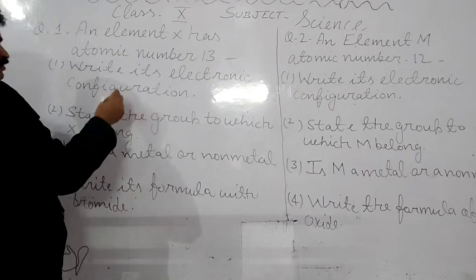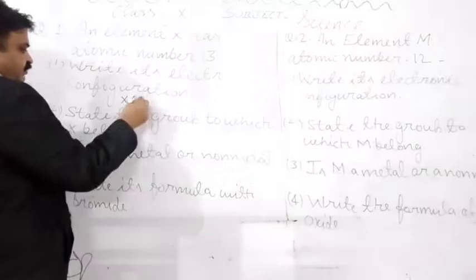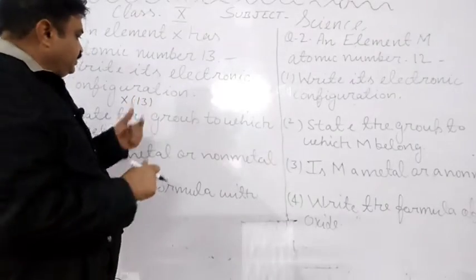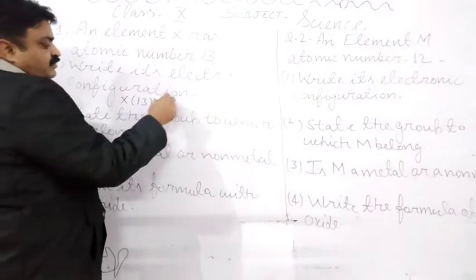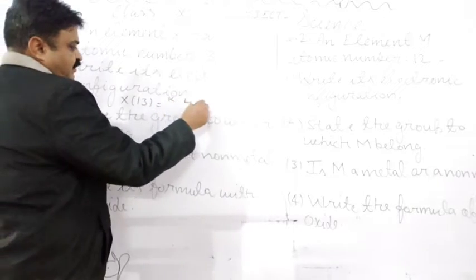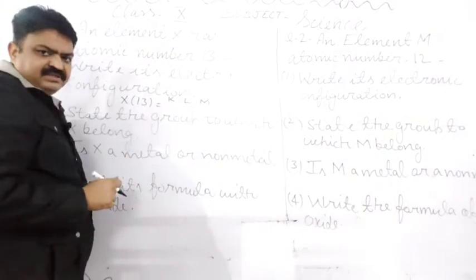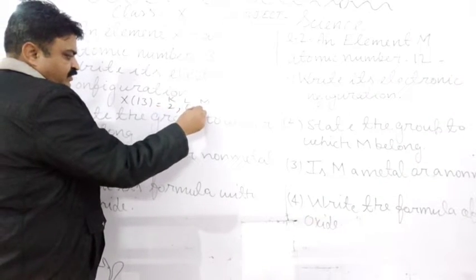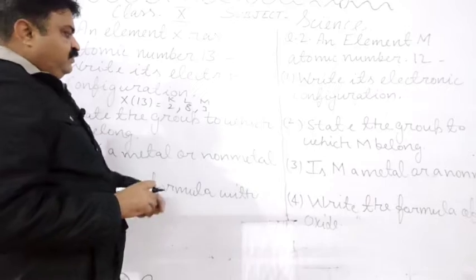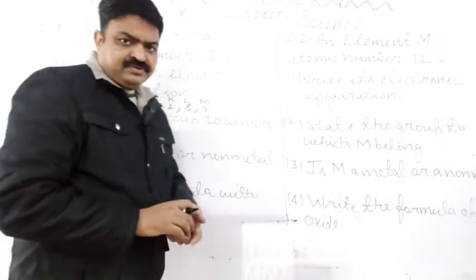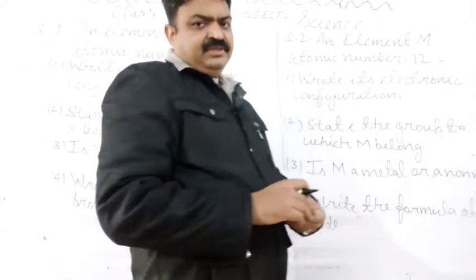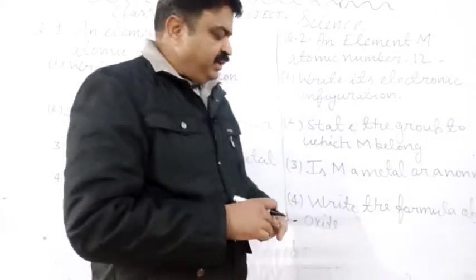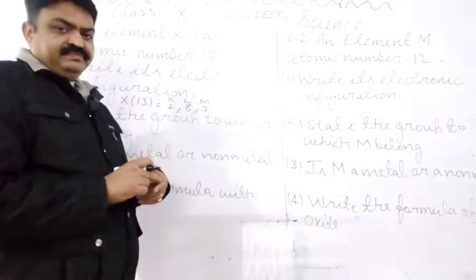So this X atomic number is 13. So what will be its electronic configuration? K, L, M. These are the three shells, and in these three shells we will fill the electrons 2, 8 and 3. So it is total 13. So what is the electronic configuration of the 13 atomic number element? It is 2, 8, 3.